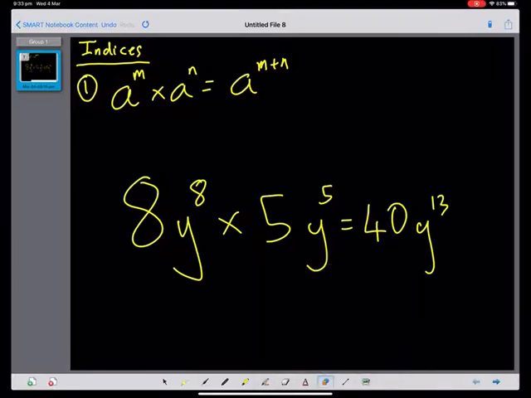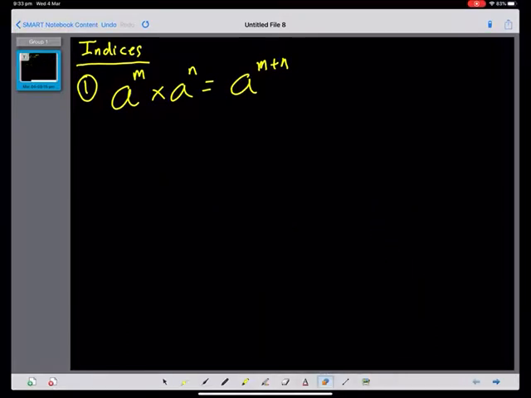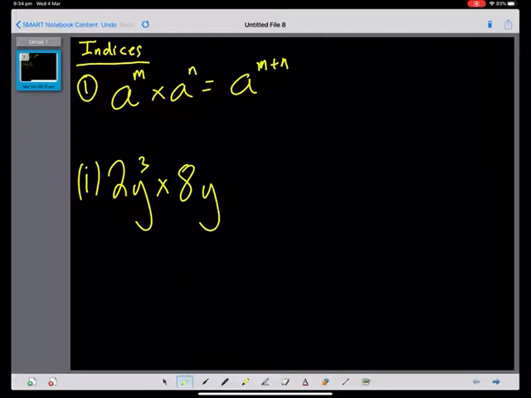Okay, let's do 3 questions. I would like you to pause the video and see if you can simplify these expressions, leaving your answer in index form. Let's do 2y cubed multiplied by 8y to the 4.